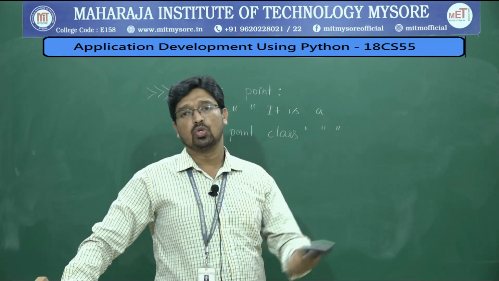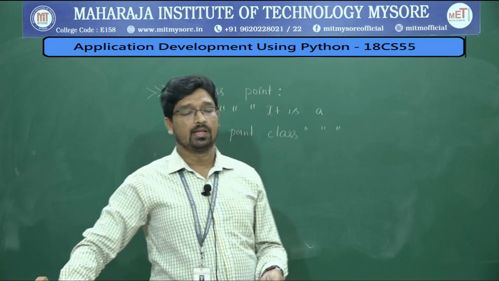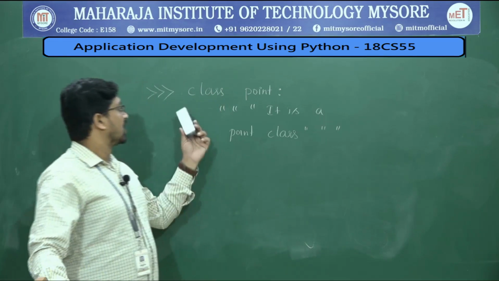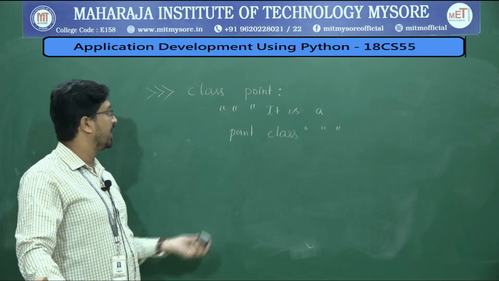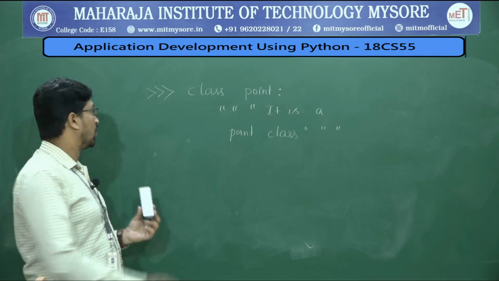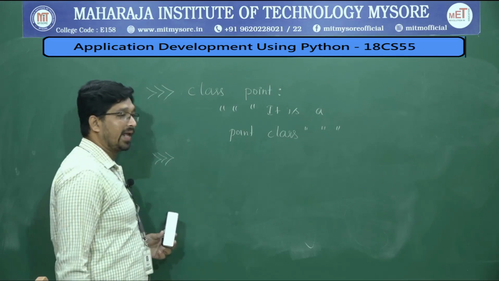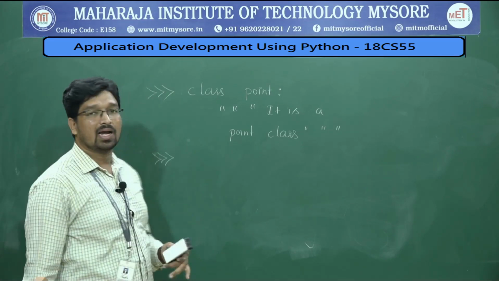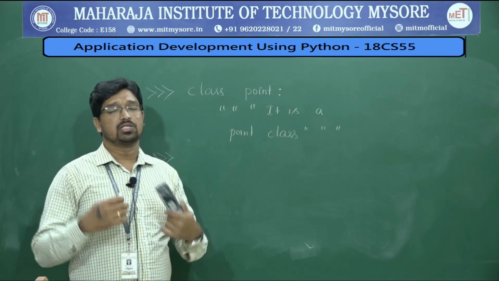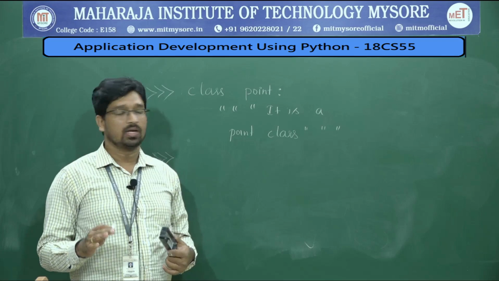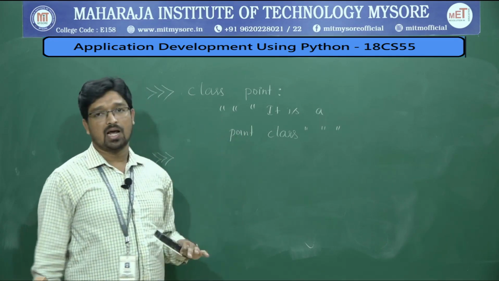Later they will extract those comments to build the document for the project, right? So class Point, then I have a doc string, it is a point class, then you can exit from the code. If you press enter, it will go to the next line. Now I have created a class called Point. Still it does not have any members. Simply, I have created an empty class.